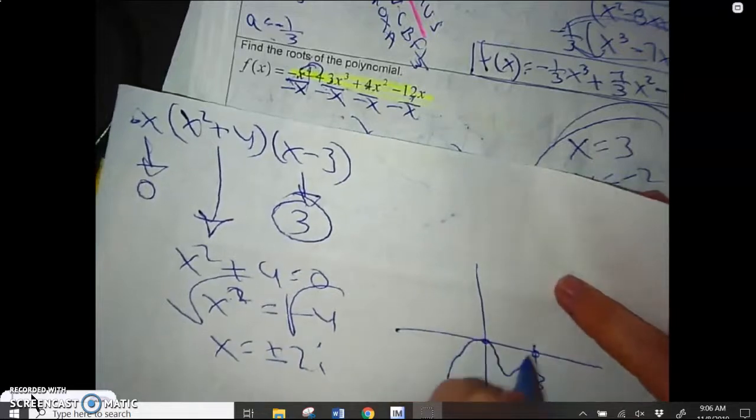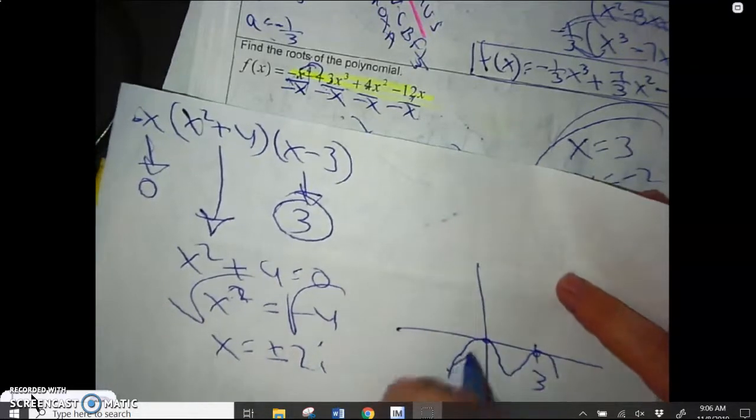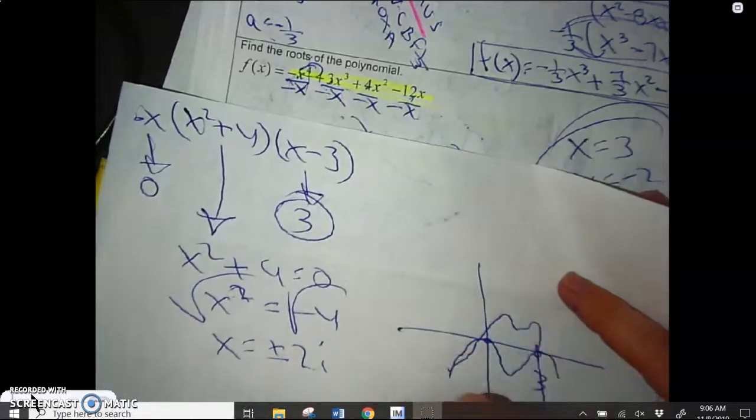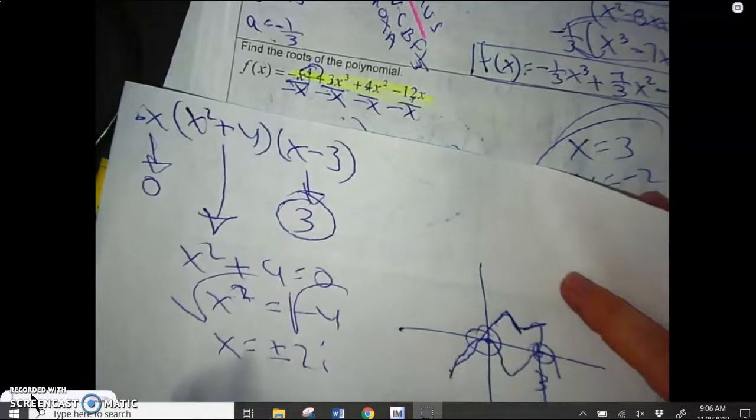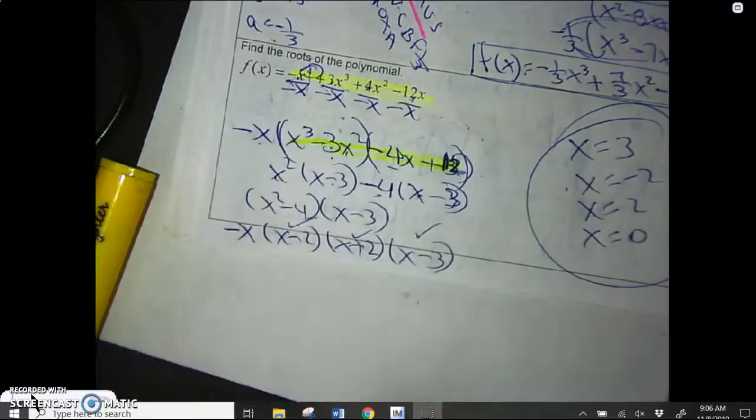So if it was graphed, you'd only see it crossing at 3 and 0, and then there would be, oops, I think I did that wrong. Yeah, sorry. Okay, it would only be crossing twice, but then the imaginary roots covered those. Okay, all right, let's turn the page.